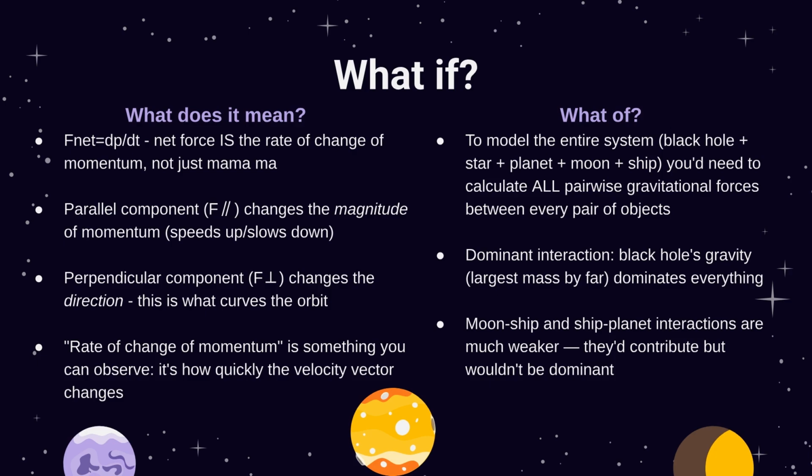And then for the what if question, to model the entire system, including the black hole, star, planet, moon, and ship, you'd need to calculate all pairwise forces between every combination of objects. The black hole would dominate everything since its mass is about 10 billion times larger than all the other planets, and then all interactions would contribute, but they definitely wouldn't contribute equally. It's a clear hierarchy from the black hole gravity all the way down to the ship's negligible gravitational effect on everything else.